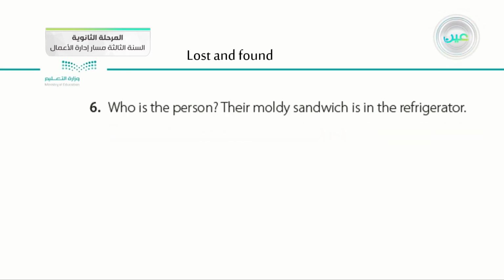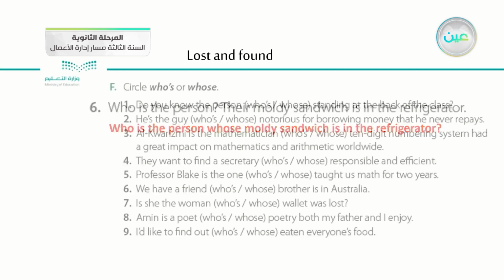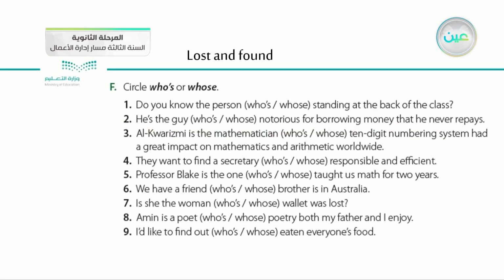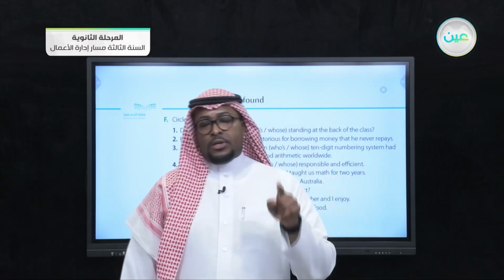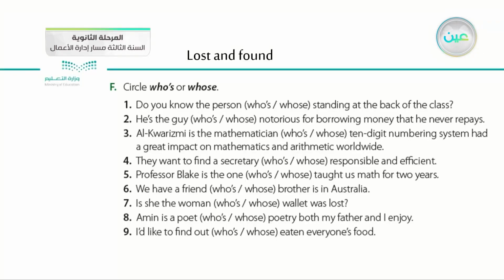What about number 6? The person. Their moldy sandwich is in the refrigerator. Who is the person whose moldy sandwich is in the refrigerator? Of course, here we have this part, which is to read the sentences and circle the correct word, whose or who's. Of course, here we have whose. We discussed the difference between who apostrophe s and whose. Let's go over these ones together.